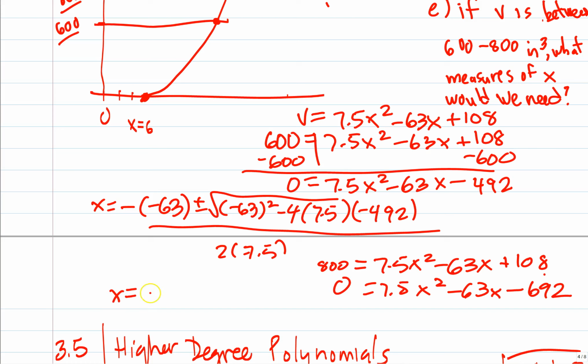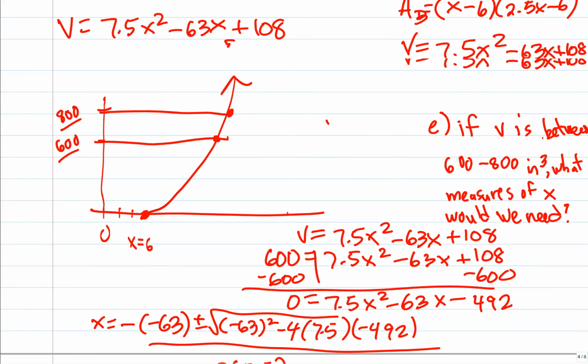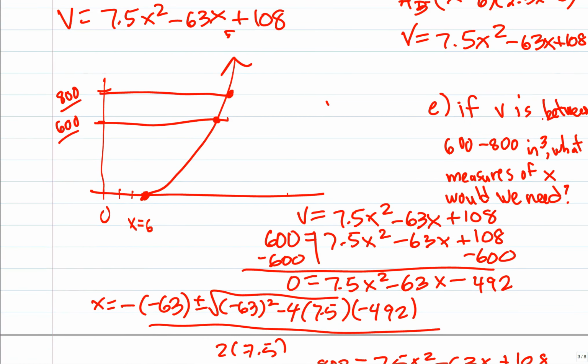X is equal to negative 63 plus or minus the square root of b squared minus 4 times a times c, all divided by 2 times 7.5. My hope is that we might be able to use some technology to make this a little easier. So what we can do with this, keep in mind, our calculator has kind of an ask function.